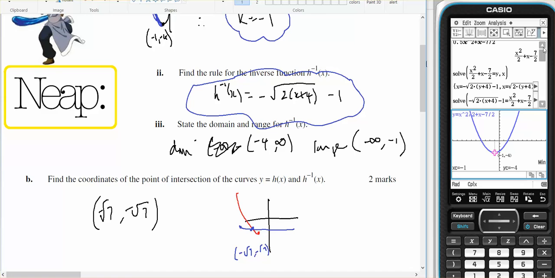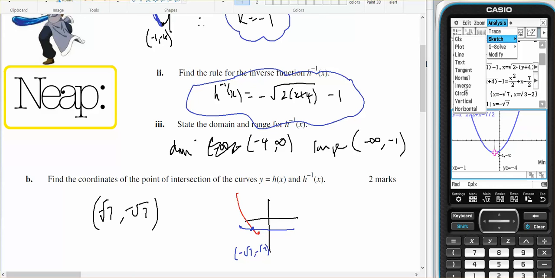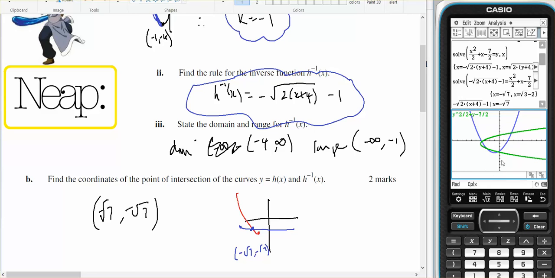And when I set them equal to each other, I get two answers, √7 and -√7. When I sketch the inverse, I can see that I get two answers, but I only want this answer over here, because the other answer is for the part of the parabola that's on the left. This over here is for the rest of the parabola, so I want this one here. So (-√7, -√7) is the intersection point.